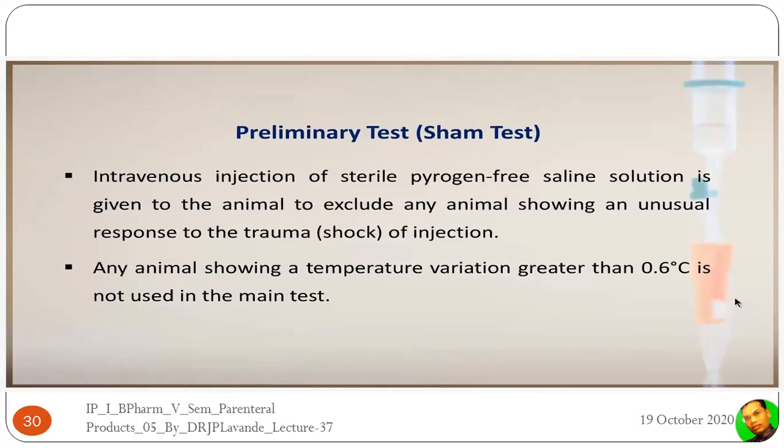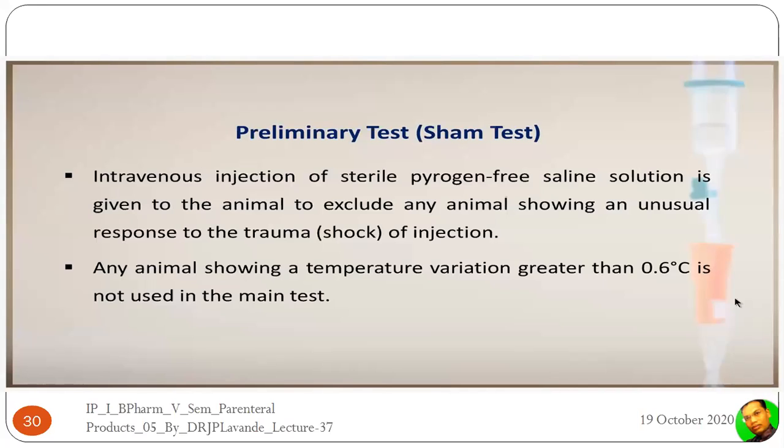Now, in order to perform this test, what is necessary? We need rabbits of uniform weight, uniform size, and uniform age. They should be maintained on a proper diet, with a proper day-night cycle and sleep, on a balanced diet. Their weight should be adjusted, and their body temperature should be normal. In order to perform the preliminary test, only such rabbits are used.